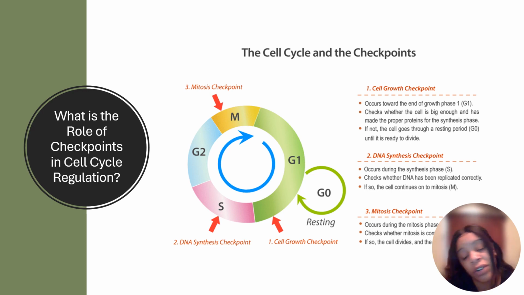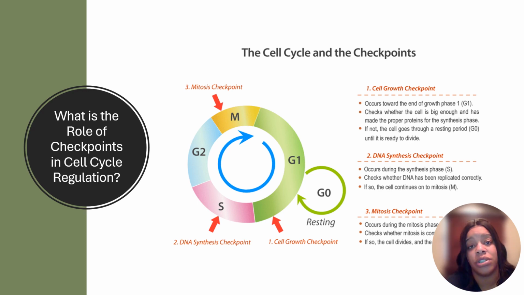As you see the green arrow that says G0, that is where it's resting. Nothing is getting ready to split or anything. It's resting. So checkpoints play a crucial role in cell cycle regulation by ensuring that each phase of the cell cycle is completed accurately before progressing to the next phase. These checkpoints serve as a control mechanism that monitor key events such as DNA replication, chromosome segregation, and cell size, allowing cells to maintain genomic integrity and prevent the accumulation of mutations.